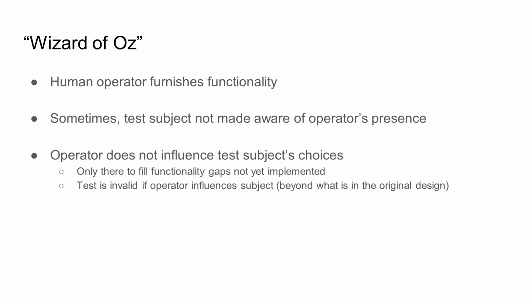Wizard of Oz is essentially a practice where a human would fill in some of the functionality that's not implemented yet. So sometimes the user that's being tested isn't made aware that there is a hidden human making things work. In the case of paper prototypes, you can actually see the person moving the icons and the screens around. So it's also possible to have someone be aware of the presence of the Wizard of Oz.